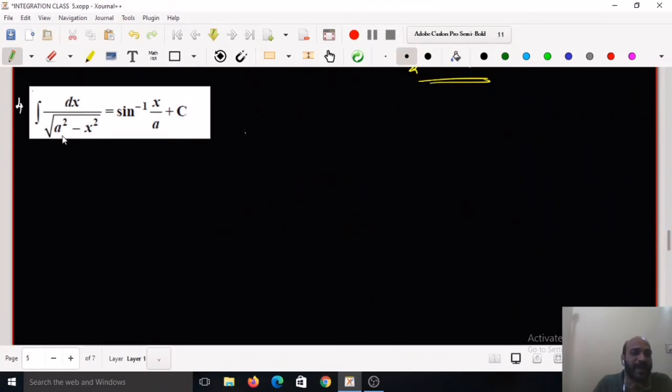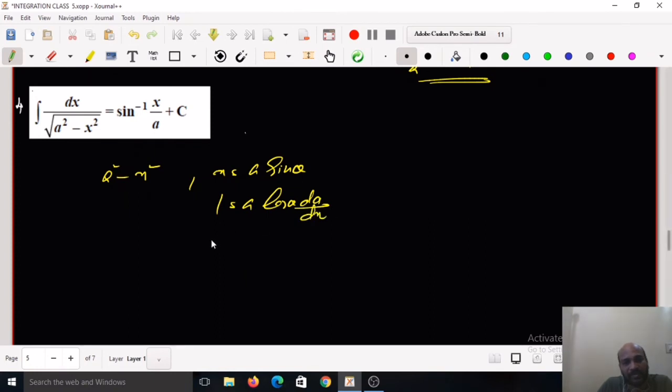dx by root of a square minus x square. Here also you have to use one substitution. For a square minus x square, if it is 1 minus x square, we would give x equal to sin theta. Since it is a square minus x square, we have to give x equal to a sin theta. Differentiating with respect to x, what will you get? 1 equal to a into derivative of sin theta, which is cos theta, into d theta by dx. So dx equal to a cos theta d theta.